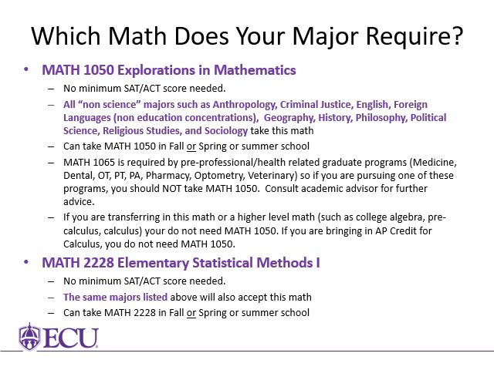Also keep in mind, if you are transferring in a college-level math course, such as college algebra, pre-calculus, or calculus, or bringing in AP credit for calculus, you do not need Math 1050. Your math requirement is complete. Math 2228, Elementary Statistics, also does not require a minimum SAT or ACT score, and all of the majors listed above will also accept this math. Math 2228 is also taught every fall, spring, and typically every summer.